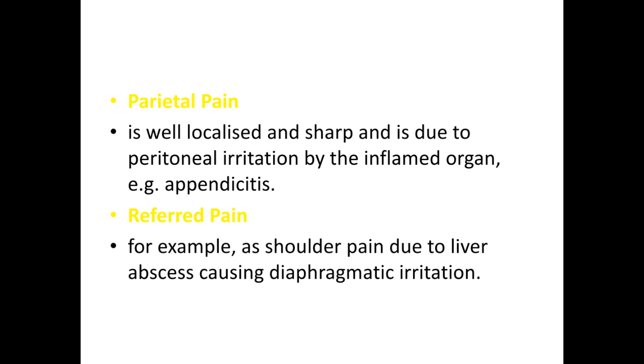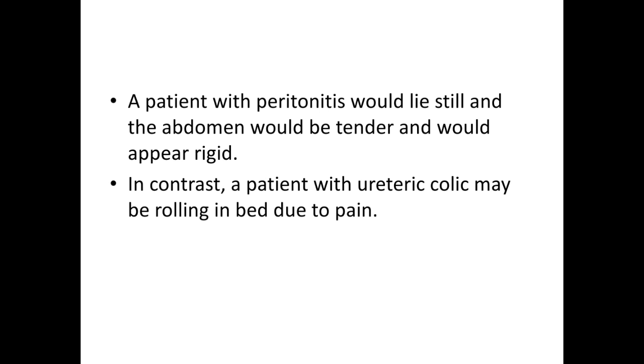The second nature of abdominal pain is parietal pain, which is well localized and sharp, due to inflammation or irritation of the peritoneum, for example appendicitis. Referred pain occurs, for example, in cases of liver abscess causing diaphragmatic irritation. These patients may experience pain in the shoulder region. So this is the nature.